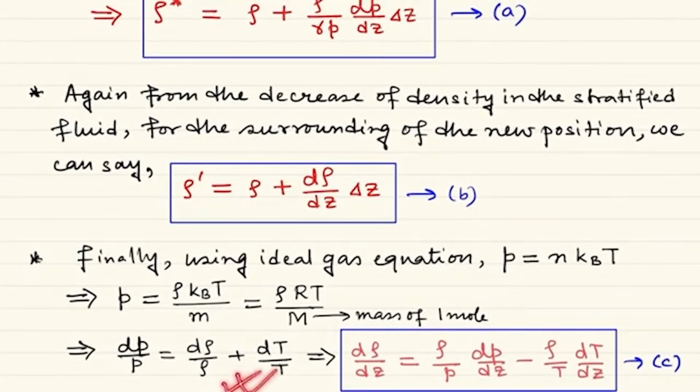So you take a log and then differentiate, so you get rid of all the constants. Finally, you can do d/dz of the whole thing. Roughly speaking, you can divide everything by dz, though this is not the correct way of saying it. If you do that, you will see that d rho/dz is equal to rho by p dp/dz minus rho by T dT/dz.